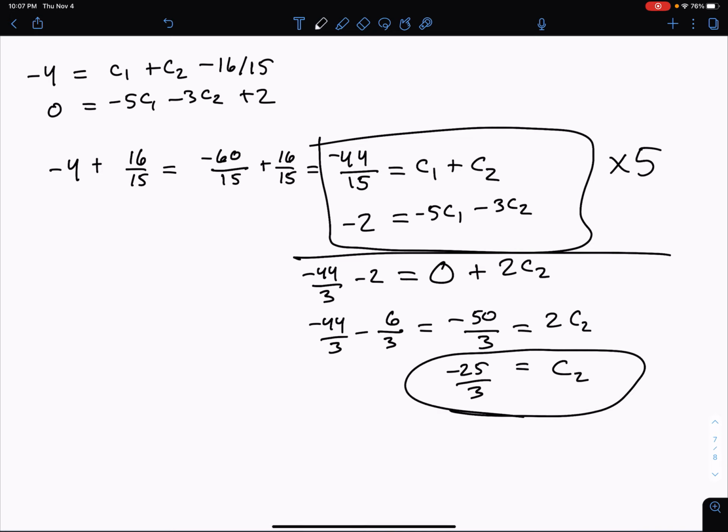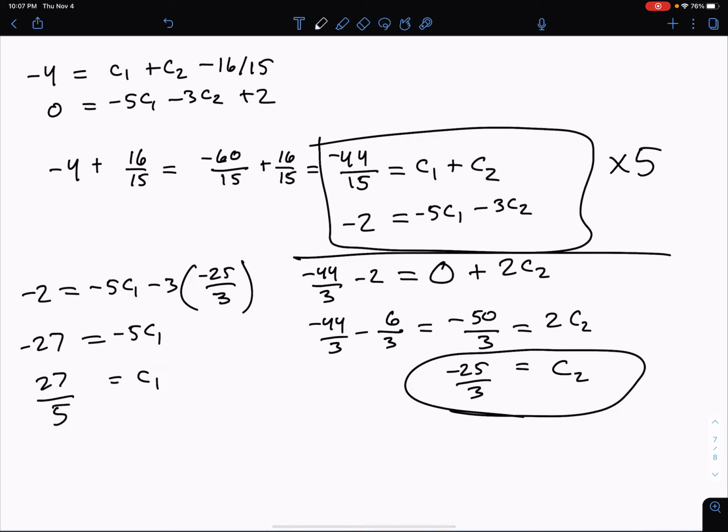Okay, there's my C2. And my C1, we'll figure out C1. We have -2 equals -5 C1 minus 3 times C2, which is -25 over 3. So -5 C1 has to equal 25. I'm going to have to subtract that to the other side, so I'll have -27. So C1 is going to equal 27 over 5. So there's my C1. Because this is plus 25, so it gets subtracted to the other side and then divides by -5.